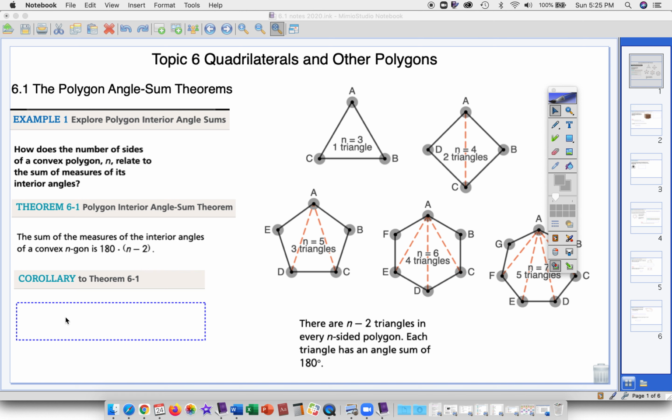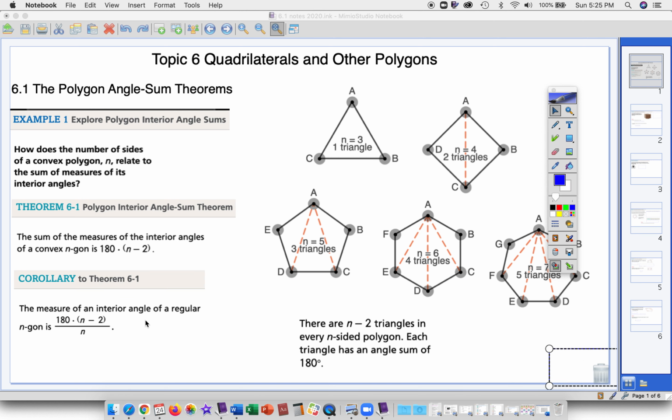The corollary to that theorem says that the measure of an interior angle of a regular n-gon is 180 times n minus 2, divided by n. If it's a regular n-gon, regular means that all sides are the same length, all angles have the same measure. So once we get that sum, we divide by how many angles we have, and that gives us one measure of an interior angle of that regular n-gon.